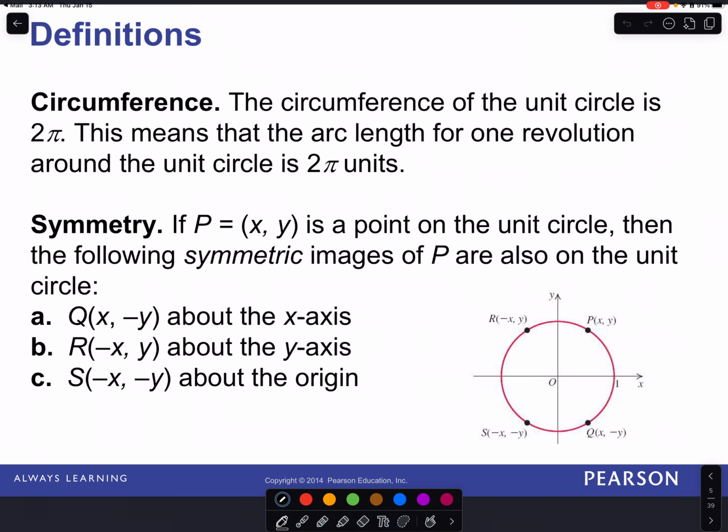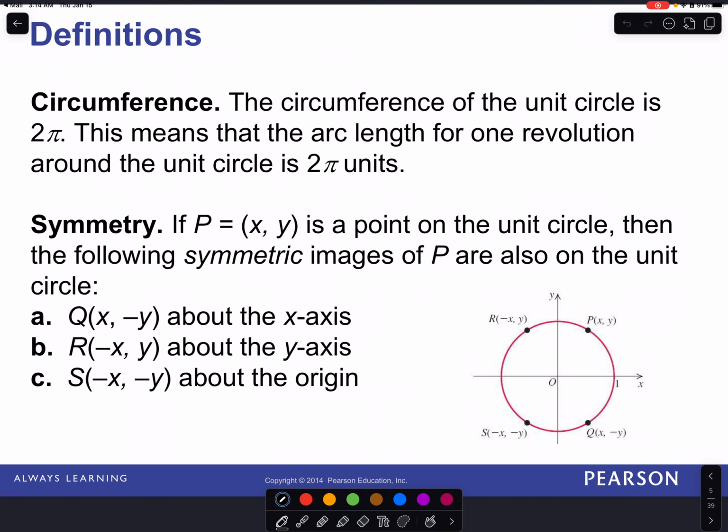Then we'll generate the point R, which is negative x, y, if we reflect about the y-axis. So if we start with the point P, x, y, and reflect about the y-axis, our y value stays the same, but our x value changes sign. That's why we get negative x, y. And then we generate the point S, the ordered pair negative x, negative y, if we reflect about the origin. When we reflect about the origin, we change the sign of not only x, but also y.